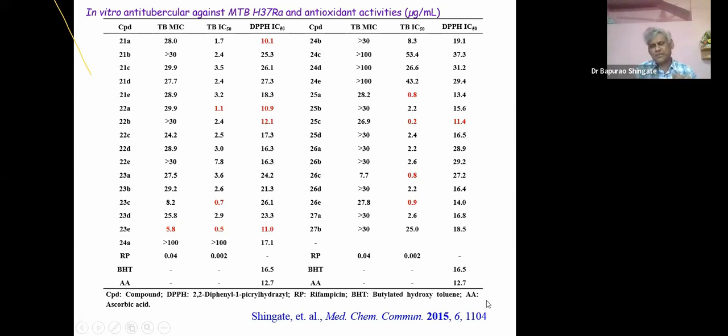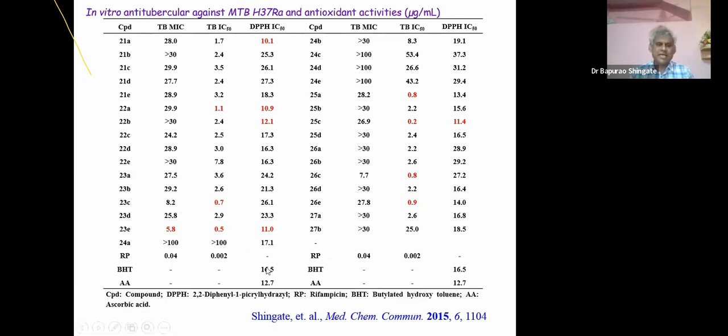After synthesizing these compounds, we well characterized them by spectroscopic techniques like IR, 1H NMR, 13C NMR, as well as HRMS. After confirmation of the structures, we screened these compounds against the tuberculosis strain, that is MTB H37Ra, as well as for their antioxidant activity using DPPH radical scavenging activity. We determined the MIC as well as IC50 for anti-tubercular activity, as well as the IC50 value for antioxidant activity.